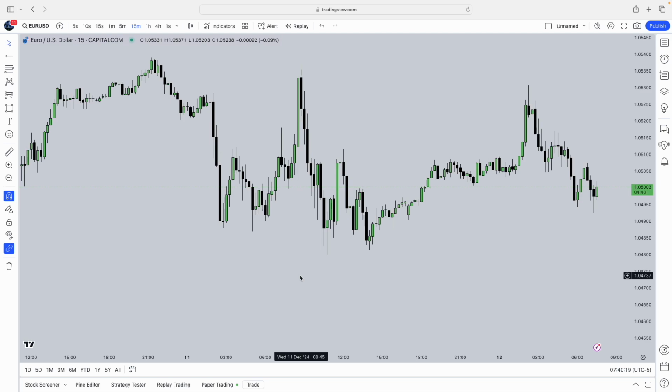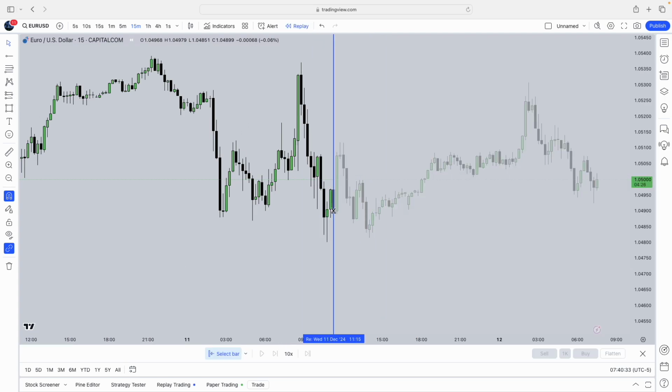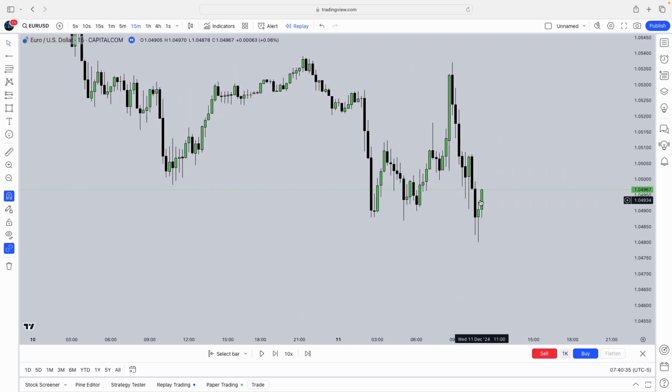Because the market's been a little bit slow, I'm just keeping my mind sharp and finding more setups. So even if I didn't take this trade, by the way, and I'll explain why in a minute, I think it's about over here. So this was yesterday, Wednesday the 11th.